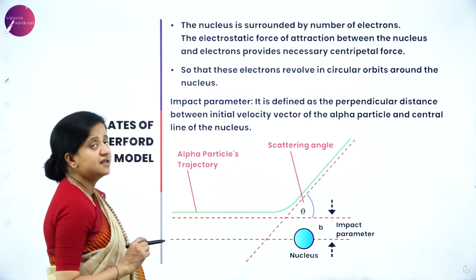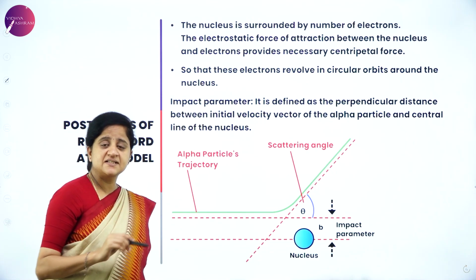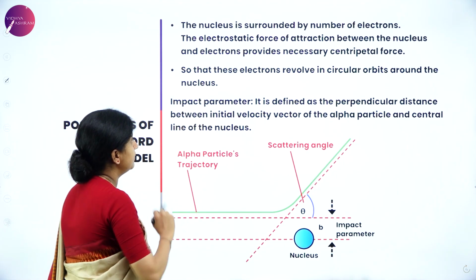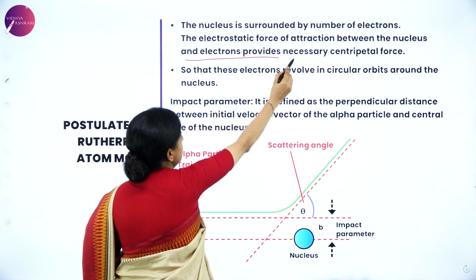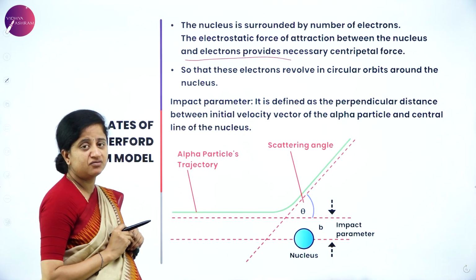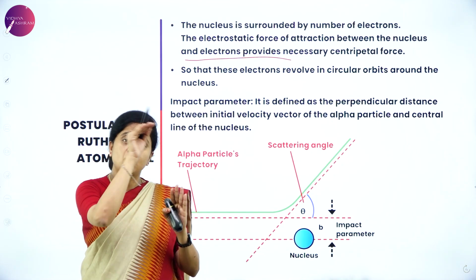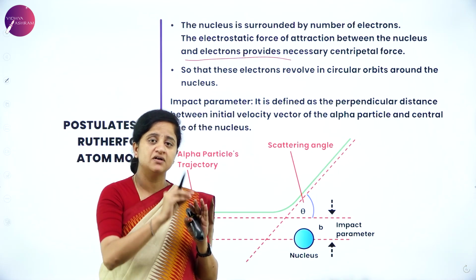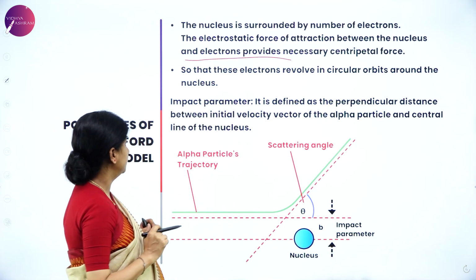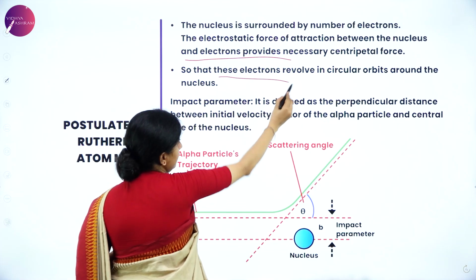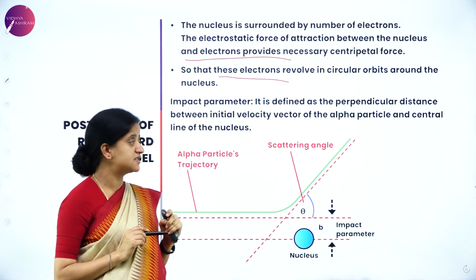He also says that the nucleus is surrounded by a number of electrons. The electrons revolve in their own orbits around the nucleus, and the electrostatic force of attraction between the nucleus and electron provides the necessary centripetal force. Because of this necessary centripetal force, the electrons revolve in their own orbits, and the protons and neutrons are present inside the nucleus, which is at the center, so that the electrons revolve in circular orbits around the nucleus.